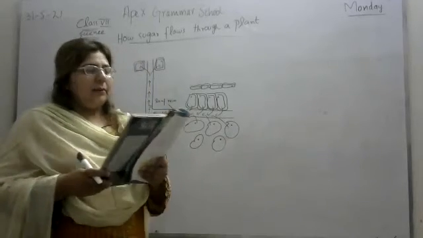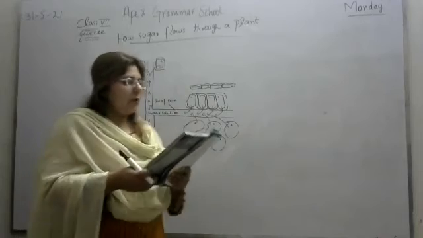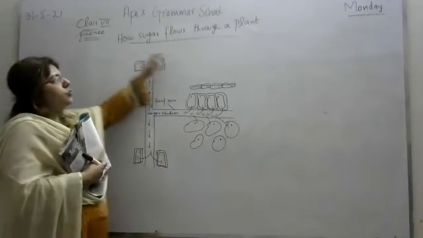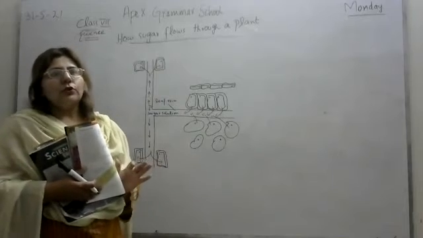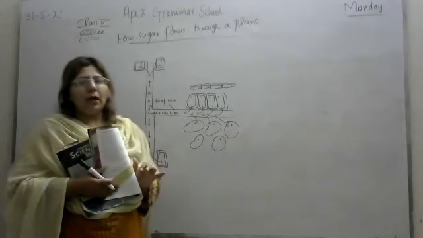Class 7. But today we have to discuss the topic: how sugar flows through a plant. I have told you when plants do photosynthesis, the leaves of a plant make food.